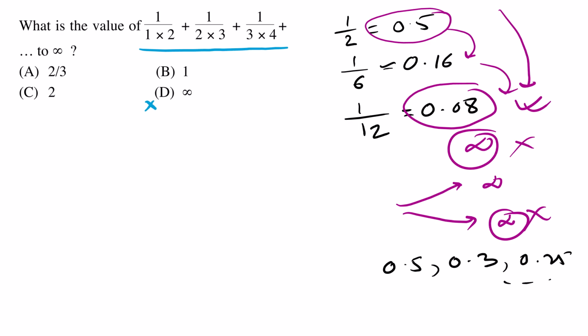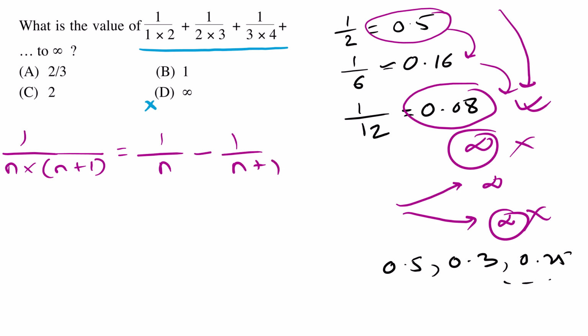Now you can see that it is 1 into 2, 2 into 3, 3 into 4 and so on. So the term will be 1 by n into n plus 1. Now what is the easiest way to write this fraction? It is 1 by n minus 1 by n plus 1, right? That is equal to this.